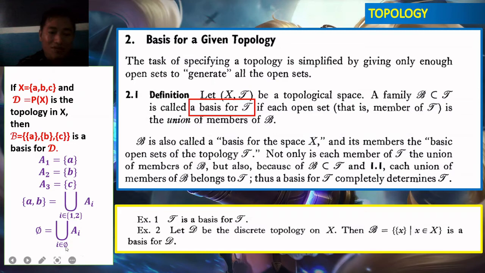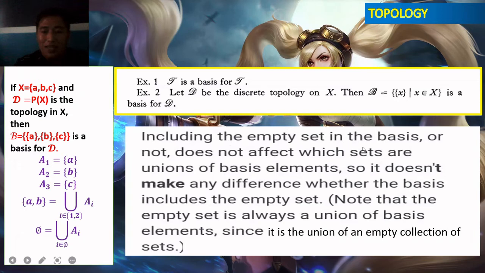Okay? So actually, there it is about including the empty set in the basis or not. It does not affect which sets are unions of basis elements. So it doesn't make any difference whether the basis includes the empty set. So we can include it, or we can also not. Note that the empty set is always a union of basis elements since it is the union of an empty collection of sets. So, class, that means the union of an empty collection of sets.